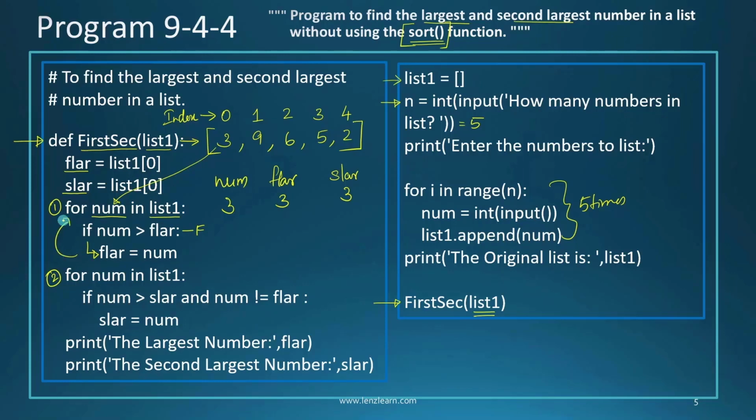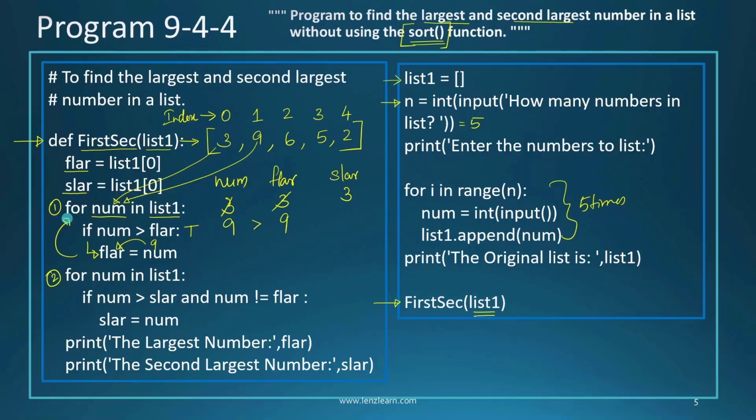So now the control will go back to for. It will load the next value 9 into num. Okay, so now it will check whether 9 is greater than 3. Now you see this is true. So in which case I have found a value which is bigger than the current value of flar. So I will copy value 9 into flar. So now flar has the bigger value stored inside it.